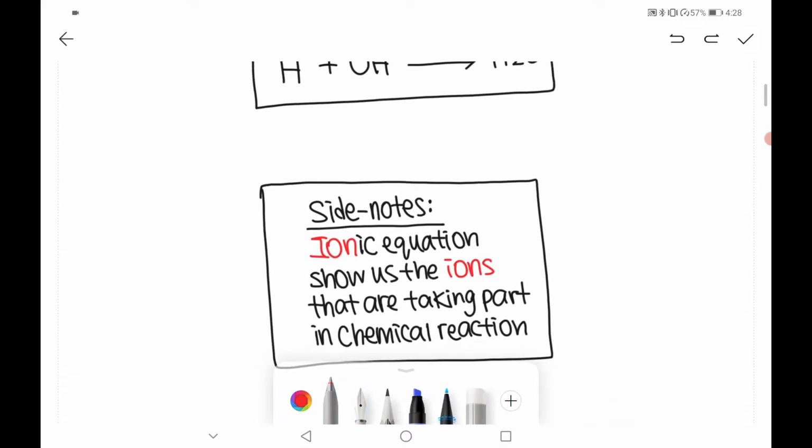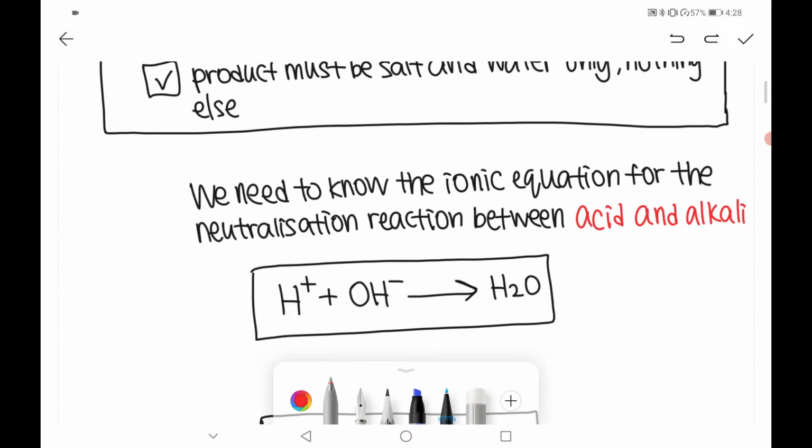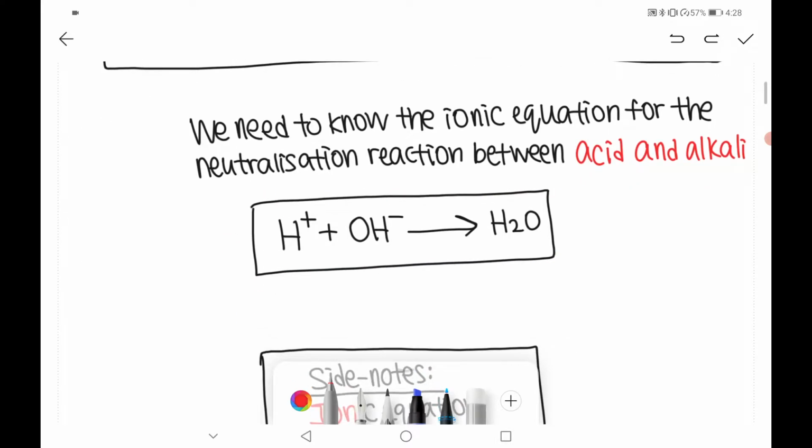So the ionic equation for acid and alkali is this. Why do we get this equation? It's actually very easy to understand why the ionic equation is this one. The idea is very simple. Acid, we learned in your Form 4 Chapter 6, lesson number 1.